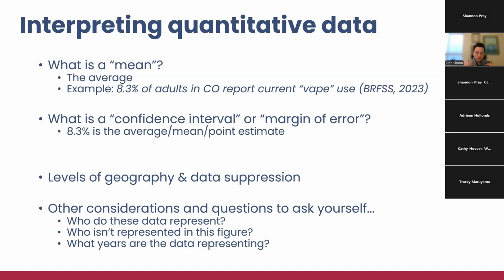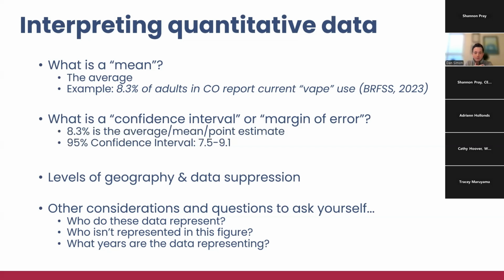So this is the 10,000 or so people that participated in BRFSS. A confidence interval is us epidemiologists or statisticians or social scientists giving ourselves a little bit of cover. Basically, maybe if we talked to a different 10,000 people in Colorado, that number would be a little bit different. Maybe we'd get 9% or 7.5%.